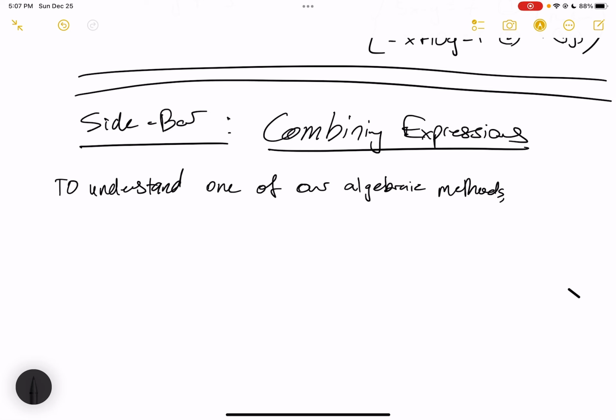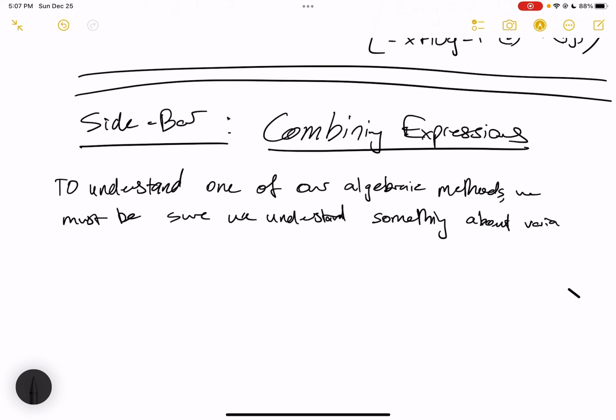one of our algebraic methods, we must be sure we understand something about variables. I make the specification about variables for a very good reason. We need to make sure we understand how we can work with them. In that case, I'm going to give you an example of two linear equations. It's a very simple case, and we're going to expand upon it later.